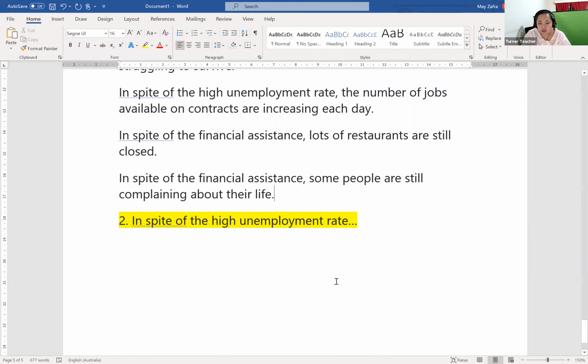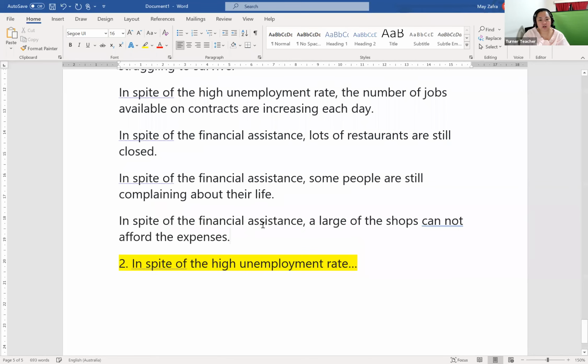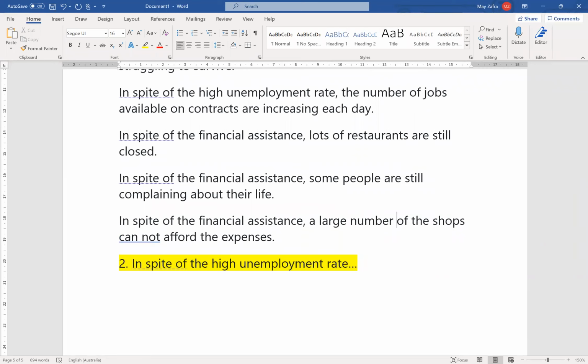In spite of the financial assistance, a large of the shops cannot afford the expenses. What do you mean a large of the shop? Did you mean a large number of the shops, Lela? Did you miss the word number? Yeah, number. A large number of the shops. Okay, I see now. A large number of the shops. Number is missing here. Good.